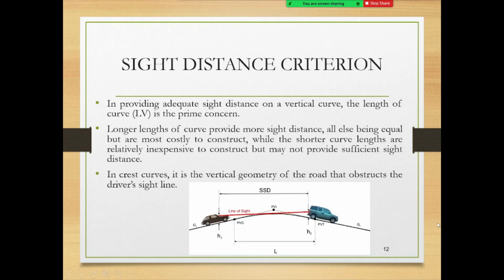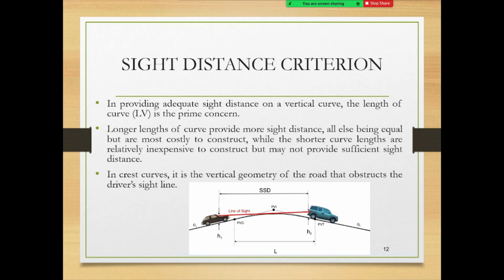So, sight distance criterion. In providing adequate sight distance on a vertical curve, the length of curve is the prime concern. This is the length of curve, LV. Longer lengths of curve provide more sight distance. That is understood, right? If you provide longer lengths, what happens? It's like this. So it will have more sight distance, all else being equal, but is most costly to construct, right? So even though it is better because you have higher sight distances, it is costly to construct. While the shorter curve lengths are relatively inexpensive to construct, they may not provide sufficient sight distance.